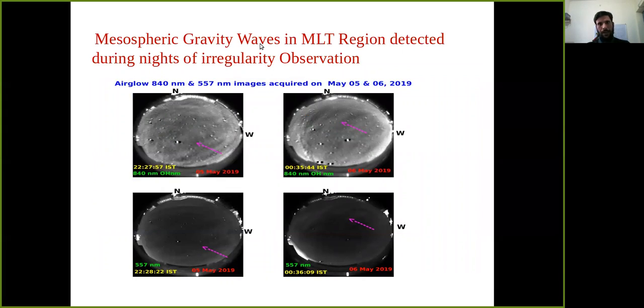The mesospheric gravity waves in the mesospheric and lower thermospheric regions are detected during the nights of these irregularity observations.